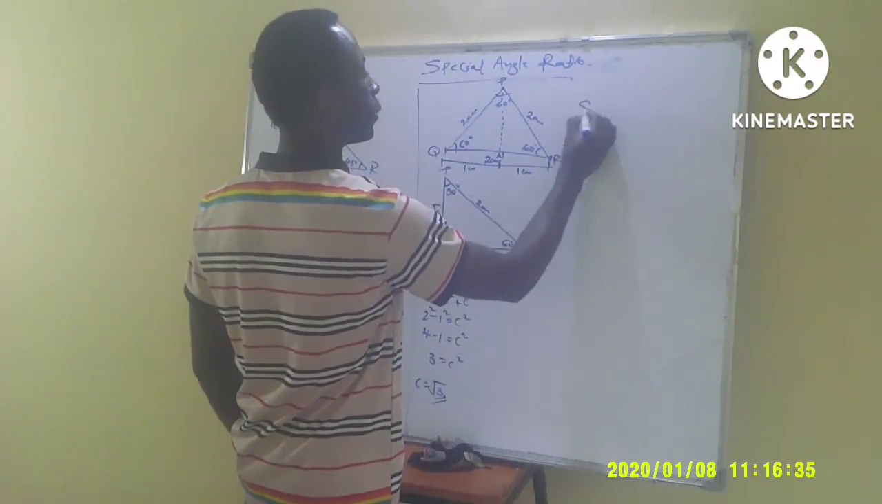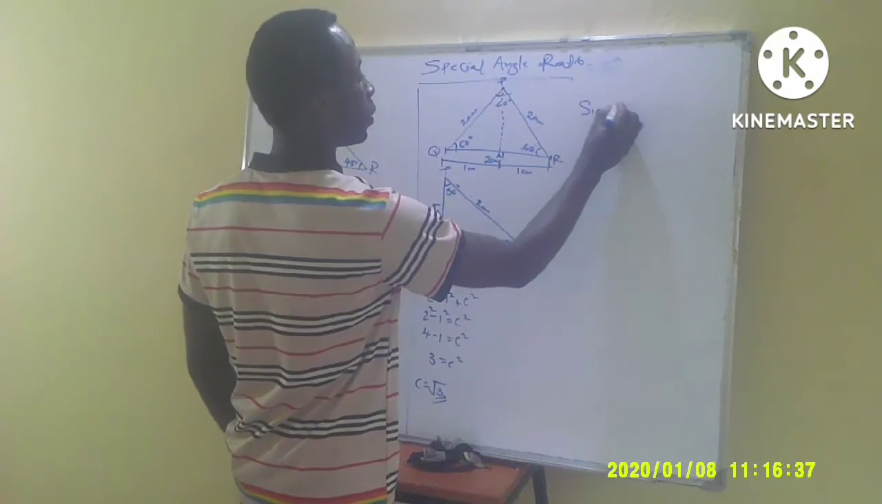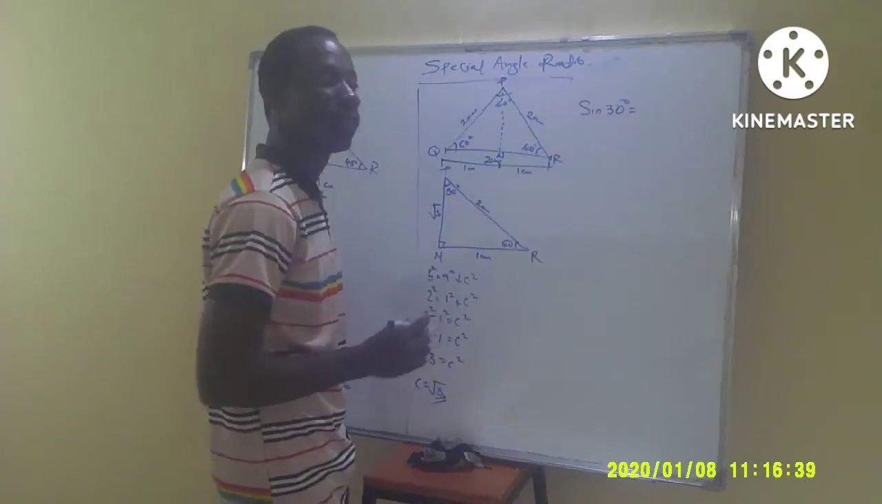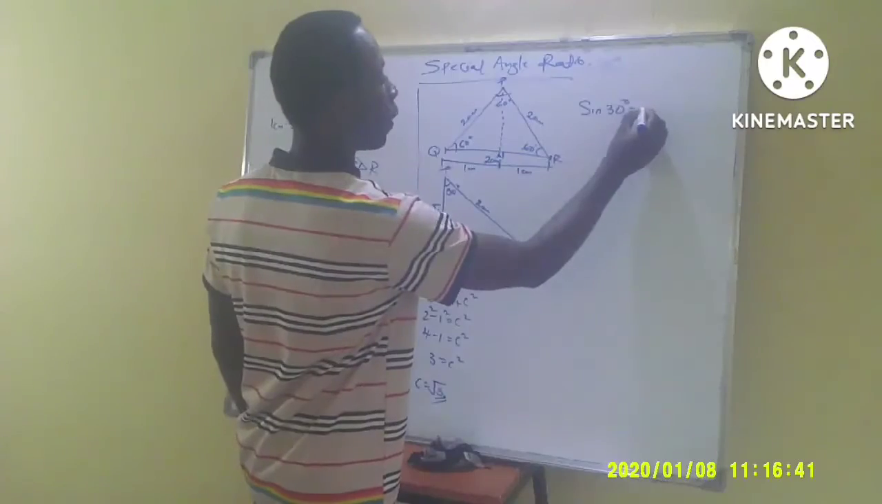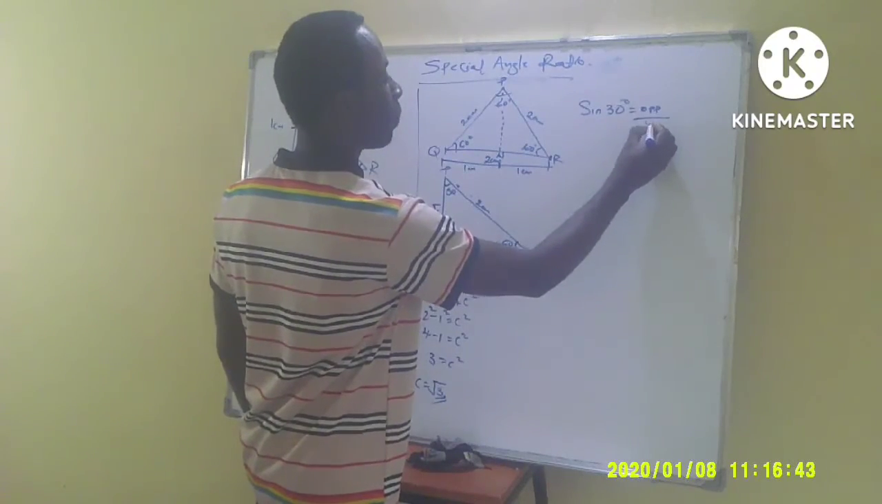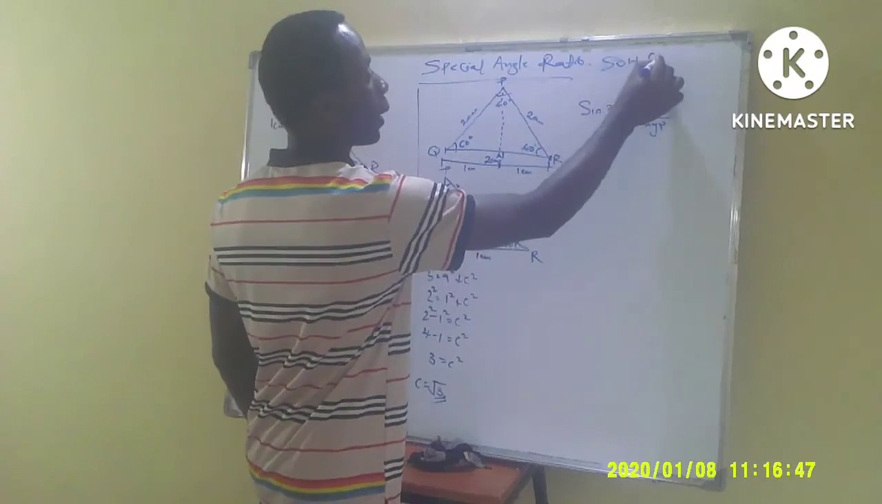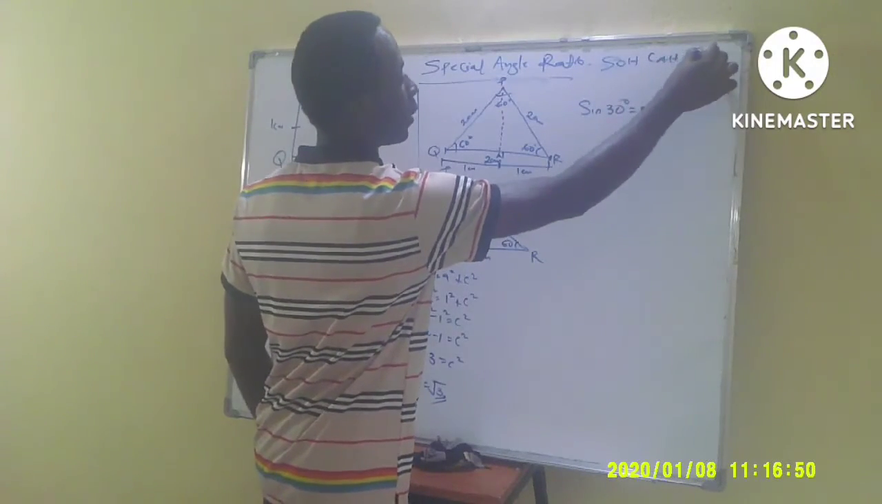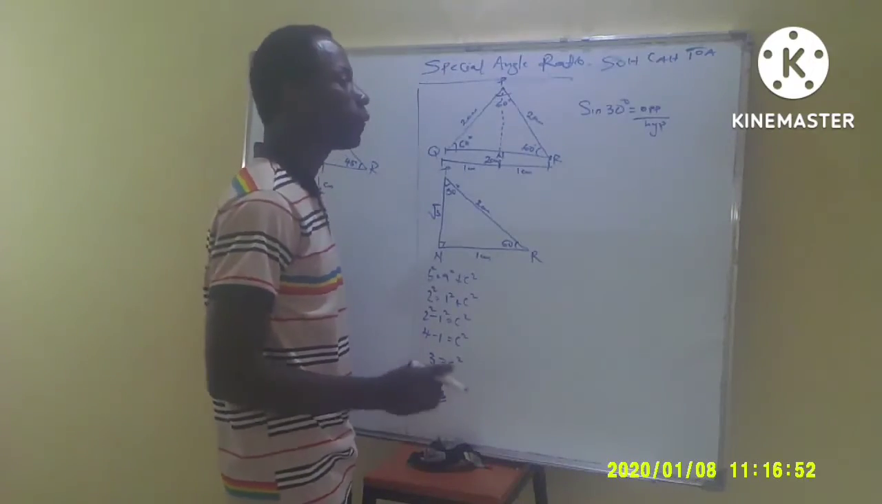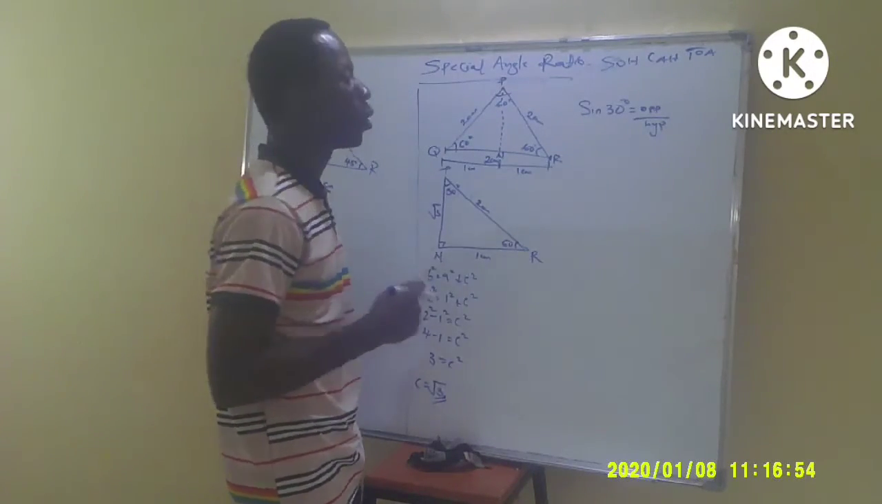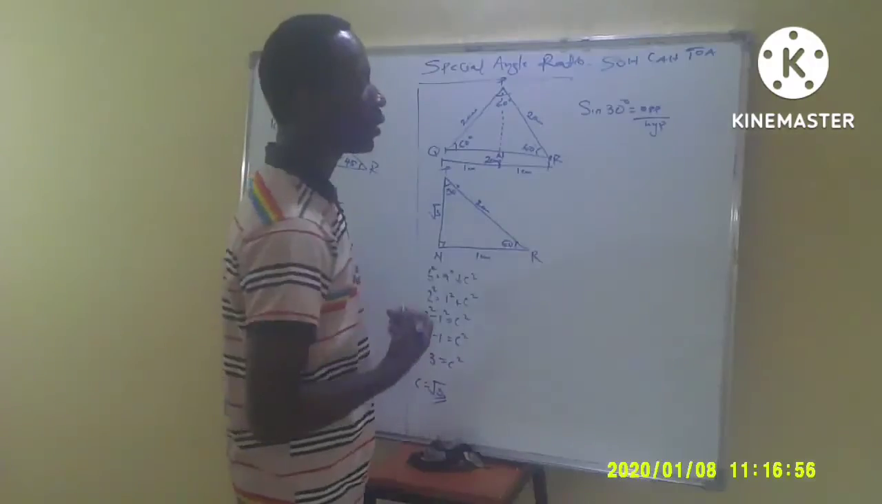Let me write it here. Sine 30 degrees. What is sine? Opposite over hypotenuse. Remember, that's from the name SOH CAH TOA. Yes, this is a fundamental. If you are not familiar with this, please go back to our previous video. We have proved this. O is opposite, H is hypotenuse.